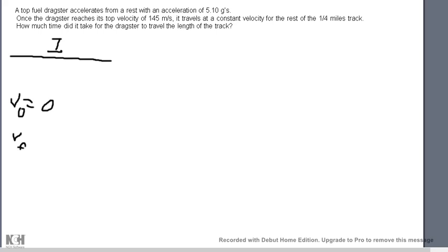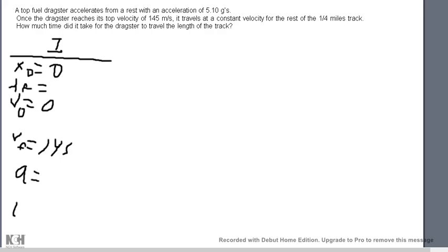Once the dragster reaches a top velocity of 145, its initial position is what? 0, right? Its final position is, we don't know. So what happens if we call this 0? Got it. Its acceleration is 5.10 G's.